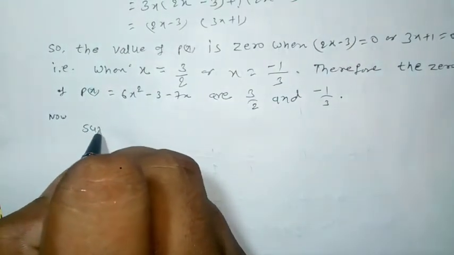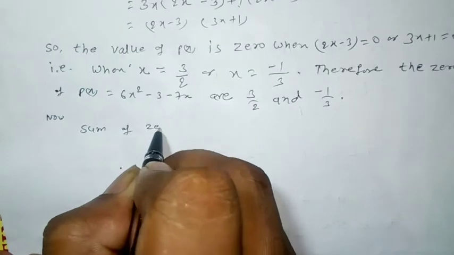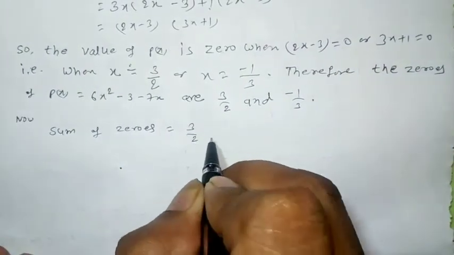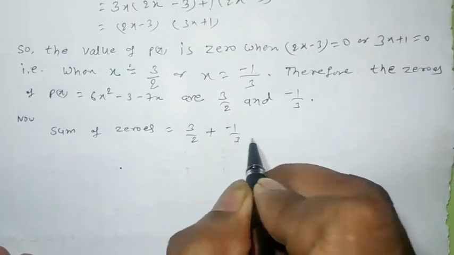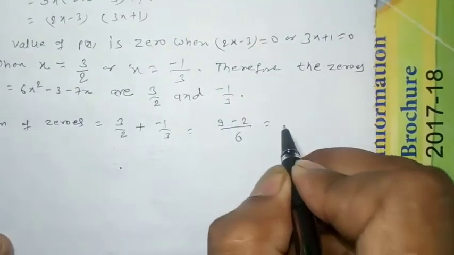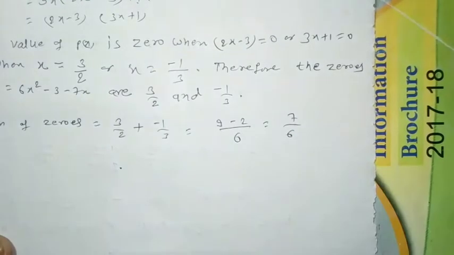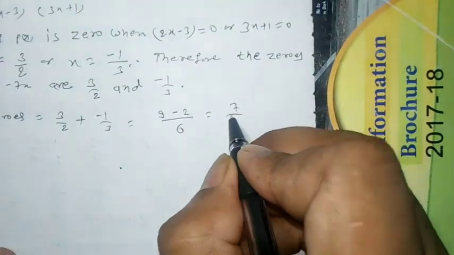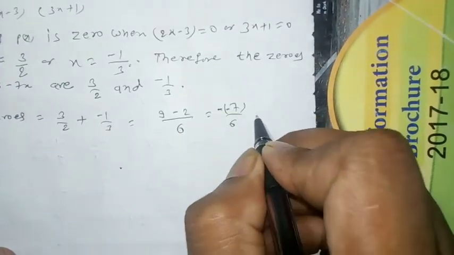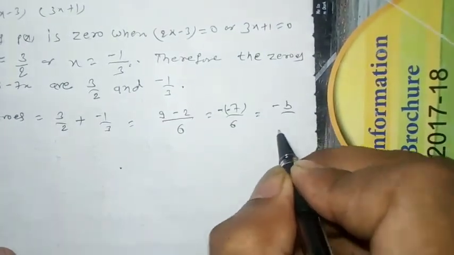Sum of zeros is equal to 3 by 2 plus minus 1 by 3. LCM is 6, 3 3 are 9, minus 2 is equal to 7 by 6. I can also write minus b by a.